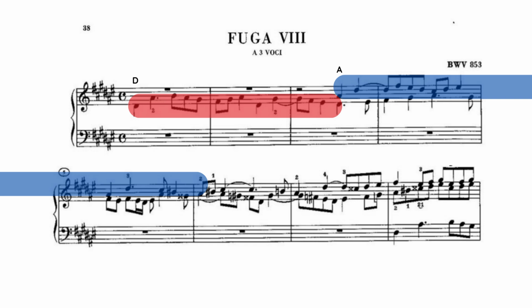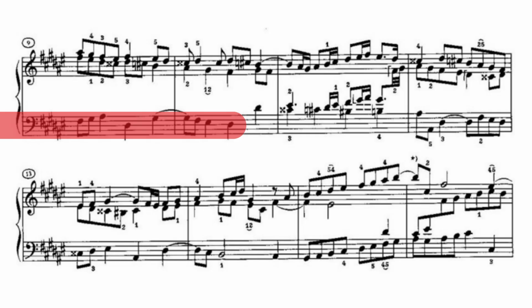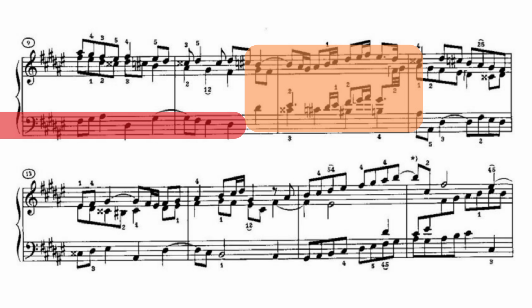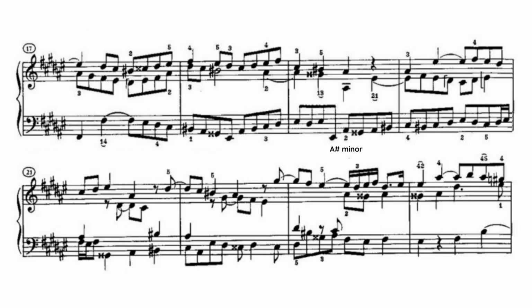The answer is followed by a codetta which is marked in orange, and another entrance precedes it. Another codetta occurs afterwards, and it's interesting that an answer appeared after it and is played by the same voice that just had given the subject. The first episode follows it, modulating from G sharp minor to A sharp minor.